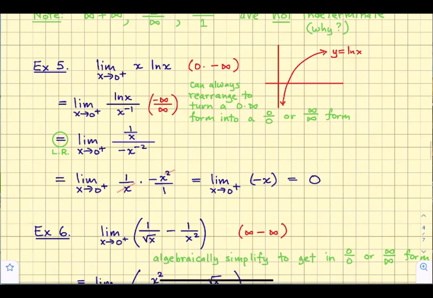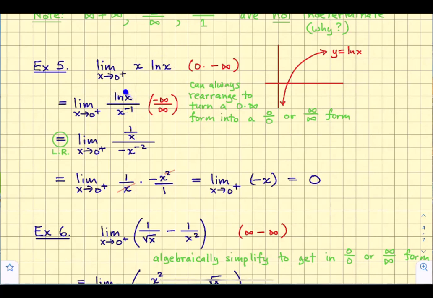So we need to rearrange. We can always rearrange a 0 times infinity indeterminate form to turn it into either a 0 over 0 form or an infinity over infinity form. Like for example here, this isn't even a quotient, so we know we can't use L'Hopital's rule. But if I algebraically rewrite this as ln of x over x to the minus 1 power, notice I just moved this to the denominator. These are algebraically equivalent. And I've accomplished two things here.